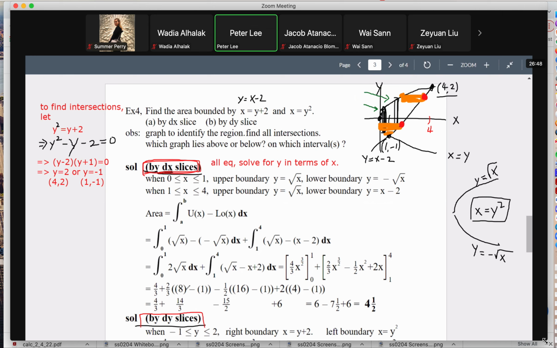So how do we now get those? Now this is dy slices. That means all x's must be solved in terms of y, so that everything will be entered in terms of y, not in x. The entire integral will have y only.